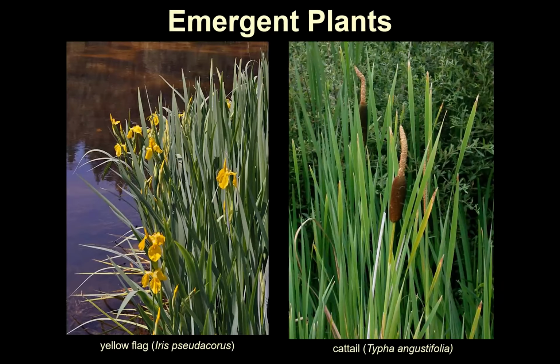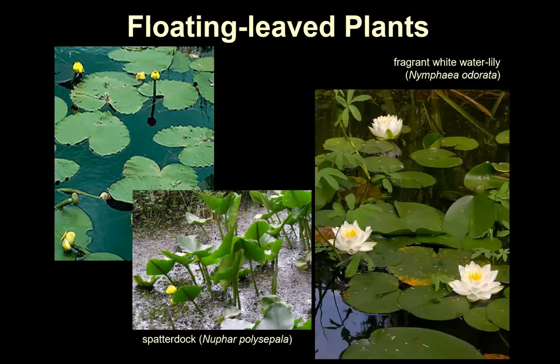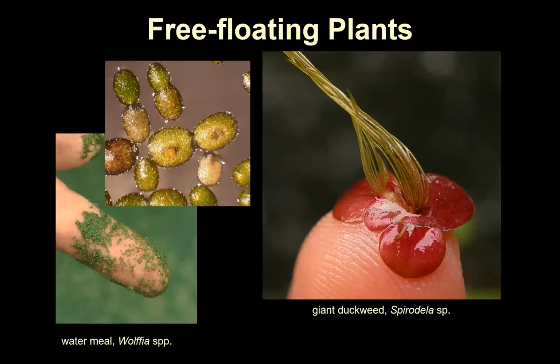Emergent plant species, things like yellow flag, which is a non-native invasive species in wetlands, introduced as a horticultural plant from Europe. Cattail, we have native as well as non-native species here. Both of those are well adapted for full-time living in wetland environments. You have floating leaved plants like spatterdock, which is a native water lily relative, and then the invasive fragrant white water lily, again, highly adapted for life in water.